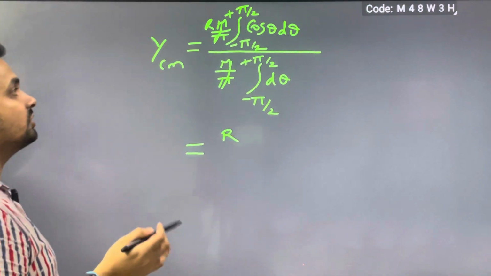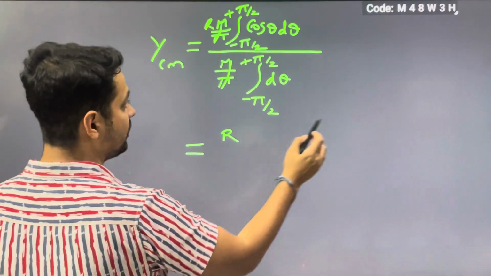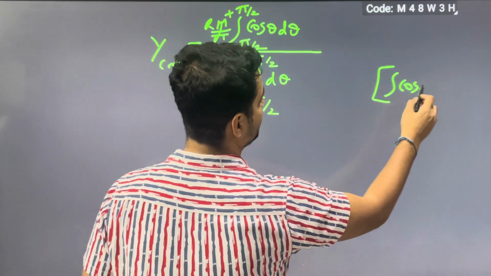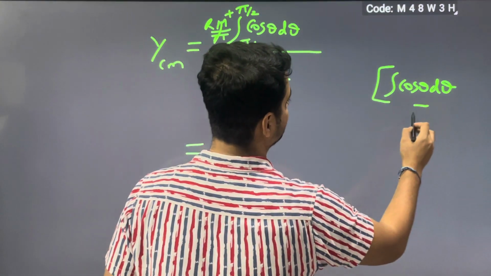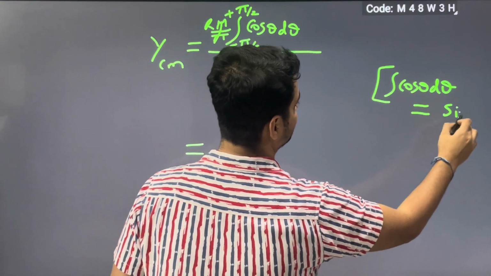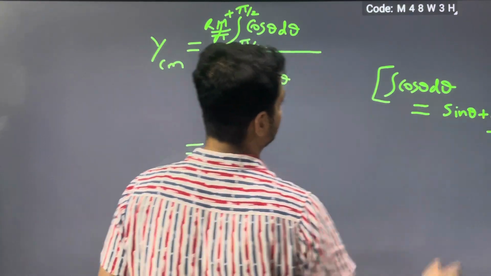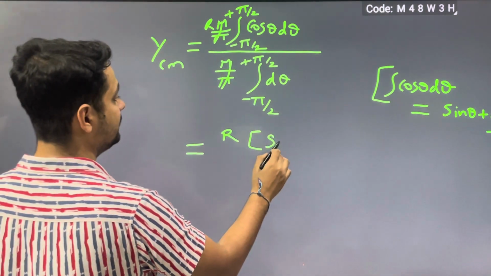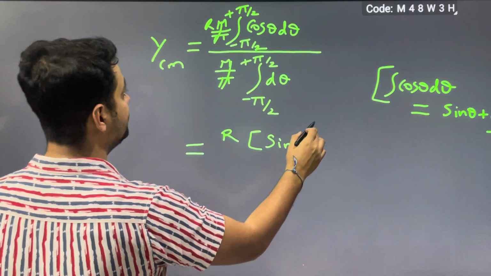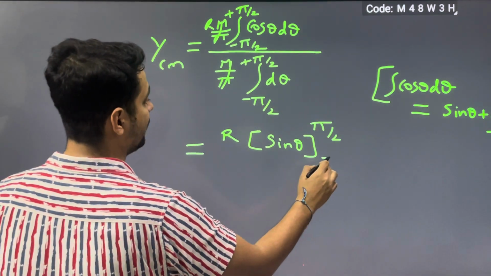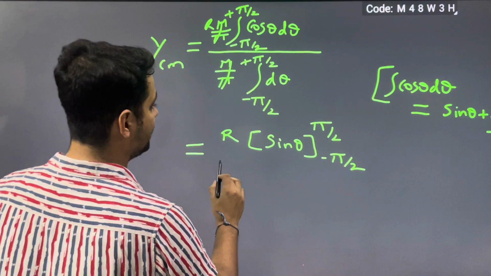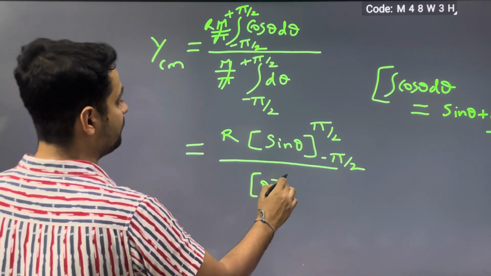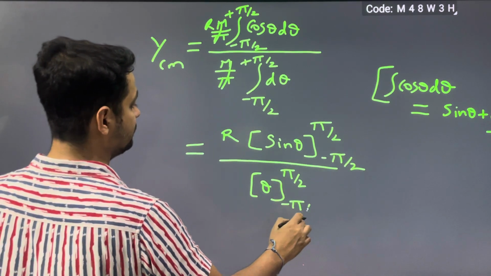Now what is the integration of cos theta d theta? Integration of cos theta d theta you can write as sine theta plus c. Correct? Okay. So here you will write sine theta, and the limit is pi by 2 to minus pi by 2. Upper limit is pi by 2, lower limit is minus pi by 2. Now for d theta, the integration is theta from pi by 2 to minus pi by 2. Correct?